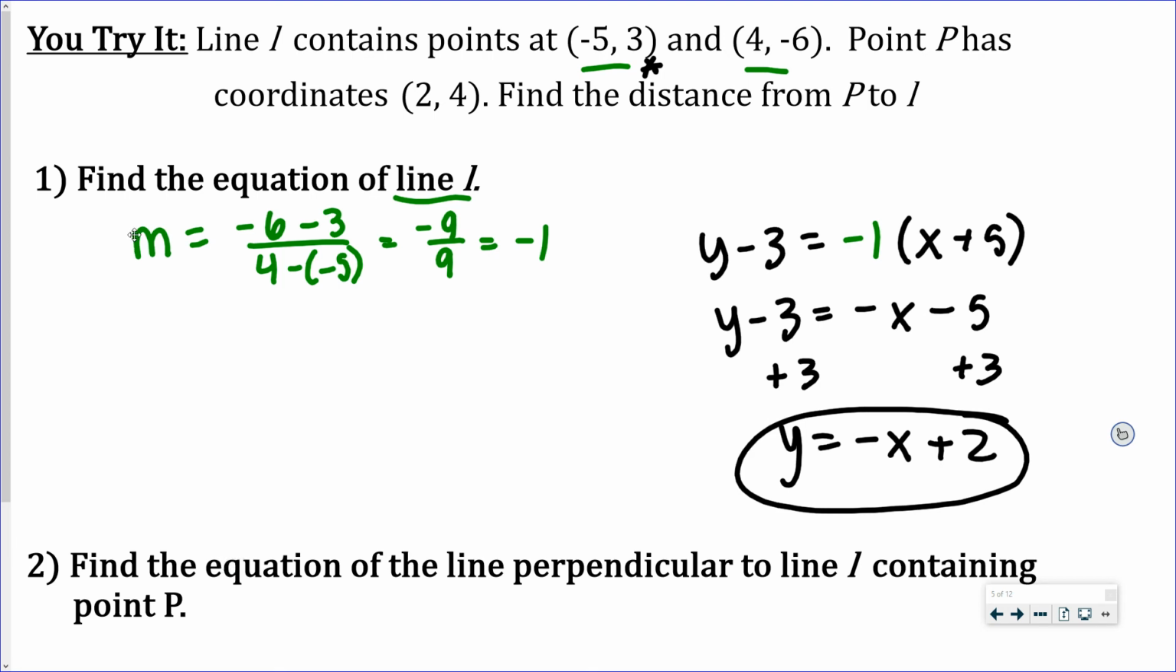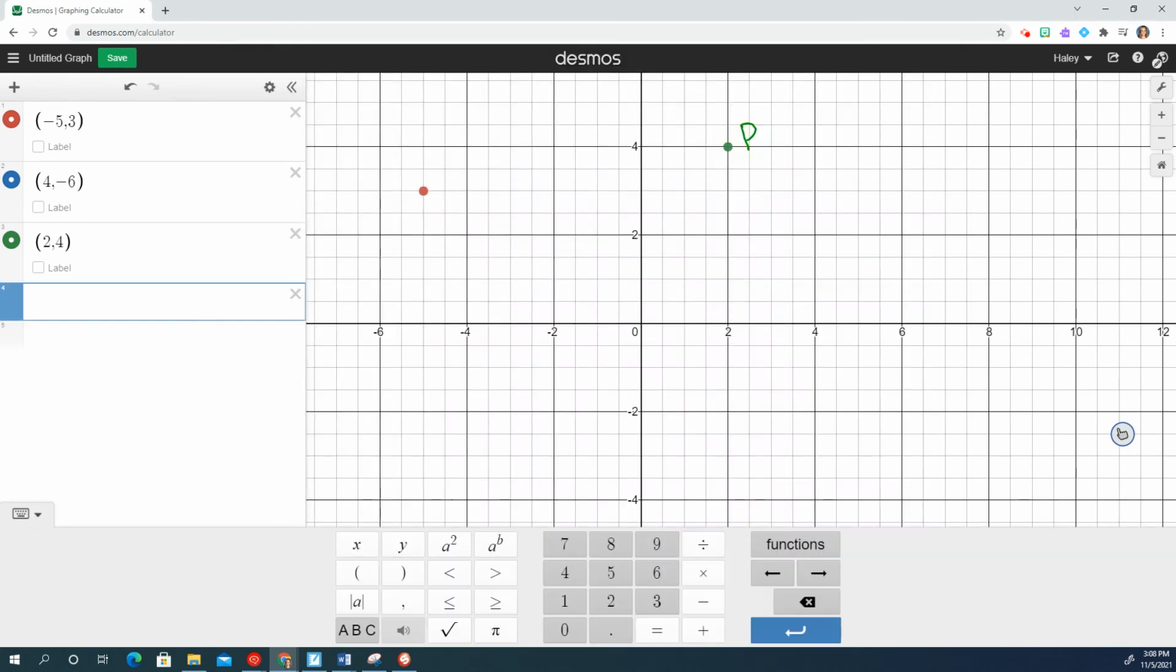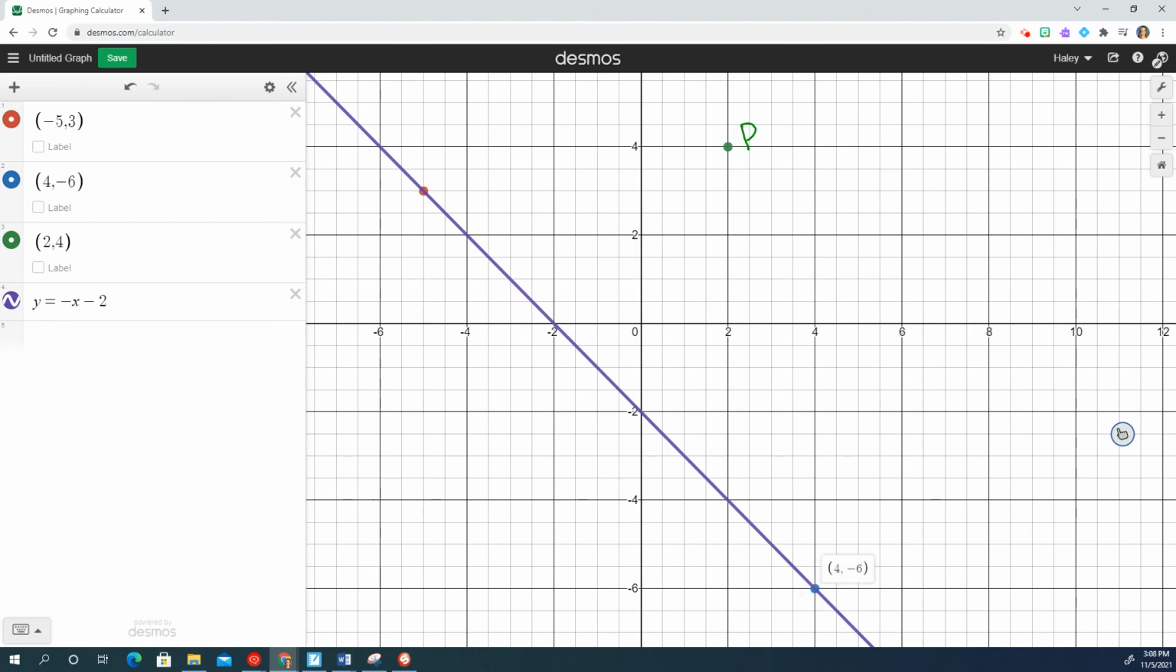for that line. Let me plot it and see if that works. Y equals negative x plus, no, minus 2. Okay, so here's my blue dot for negative 6. Here's my red dot. Good job, you guys. You just found that equation that goes through those.